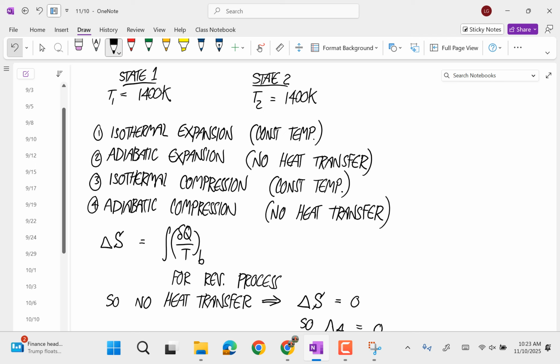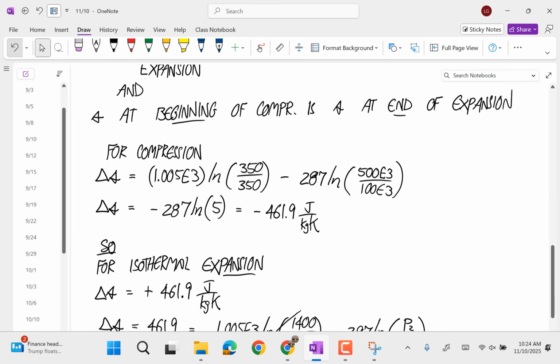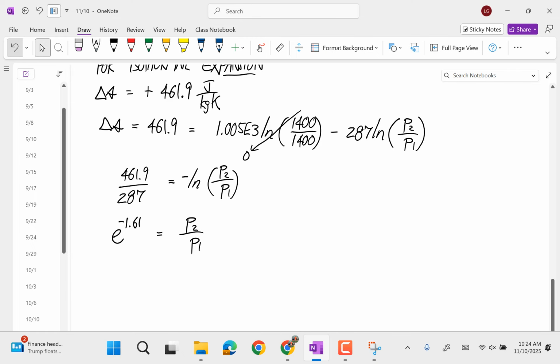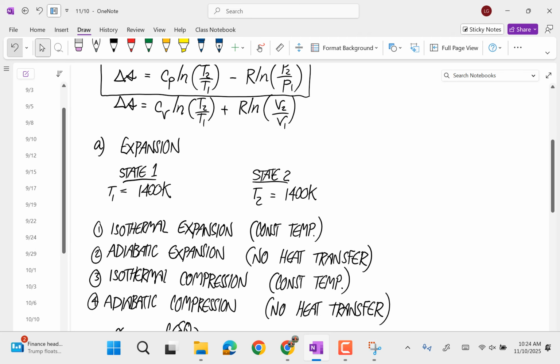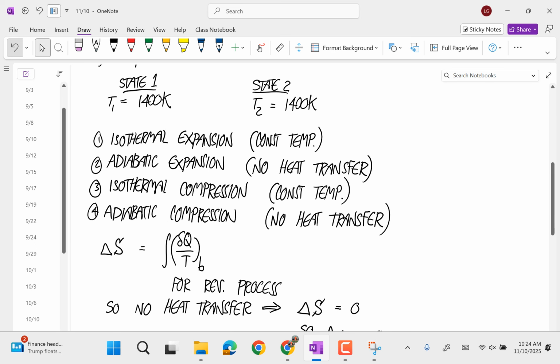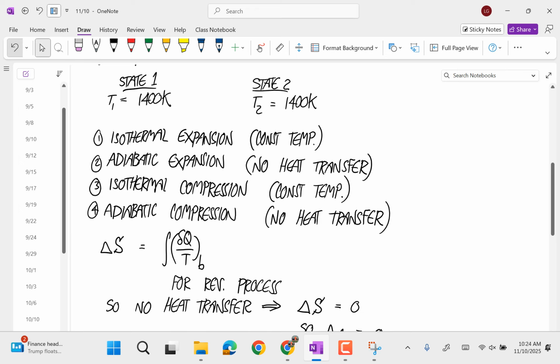And so if we could figure out, we have the ratio of the ending pressure to the beginning pressure. At the end of adiabatic expansion and at the start of isothermal compression, that's 350 Kelvin. Yes, two and that's three, right. And we have the temperature between 1 and 2. We do, yeah.